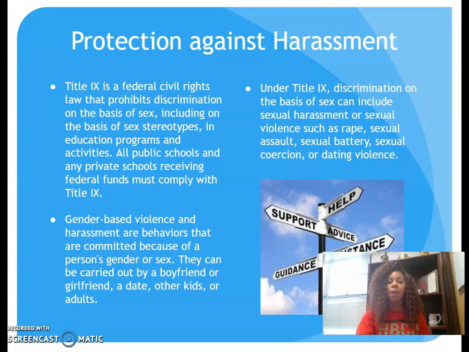Gender-based violence and harassment are behaviors that are committed because of a person's gender or sex. They can be carried out by a boyfriend or a girlfriend, a date, other kids, or adults. Under Title IX, discrimination on the basis of sex can include sexual harassment or sexual violence such as rape, sexual assault, sexual battery, sexual coercion, or dating violence.